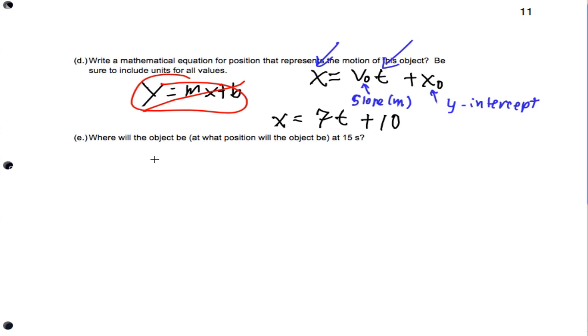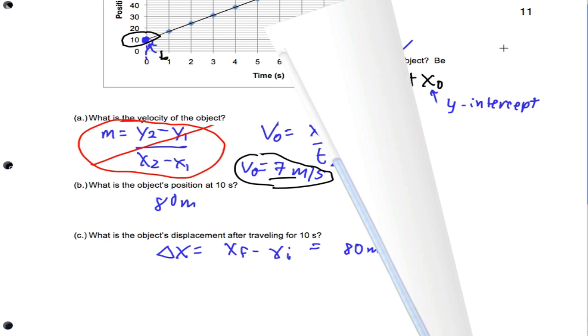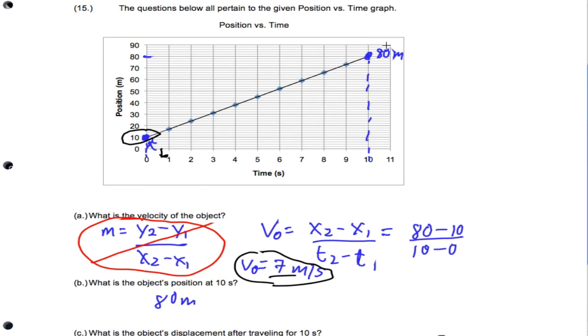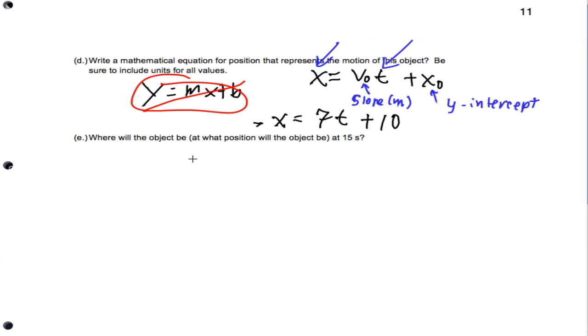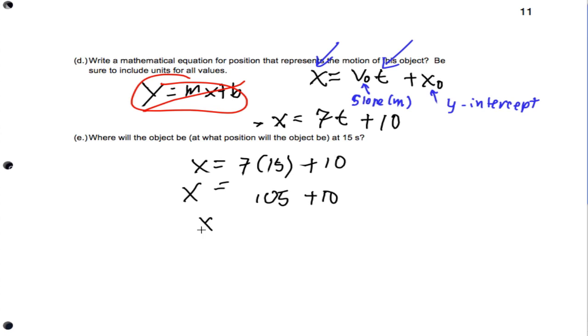Now it says, where will the object be at 15 seconds? That's the whole point of coming up with this formula. I can't read it off the graph, because the graph cuts off at 10. So where will it be at 15? The way you get that is you say x equals 7, and you plug in 15 for time. So that ends up being 105 plus 10 when you do the math, and that works out to being 115 meters from the origin. That's our position.